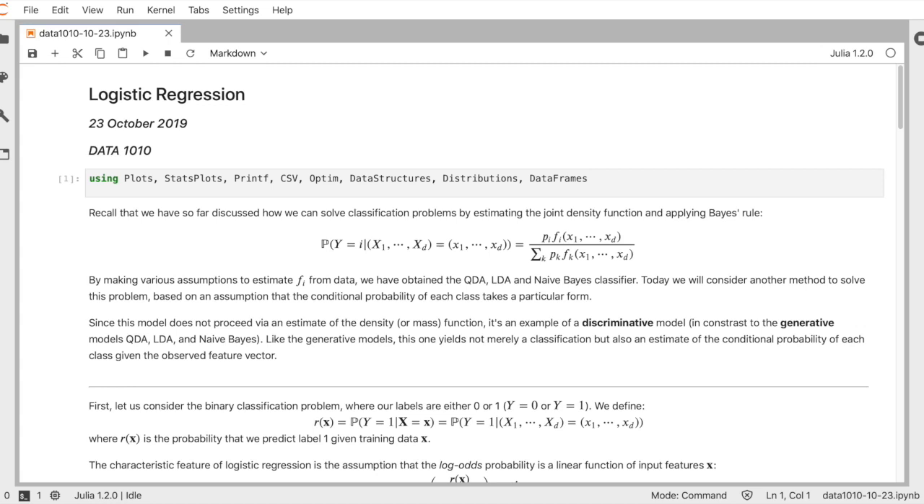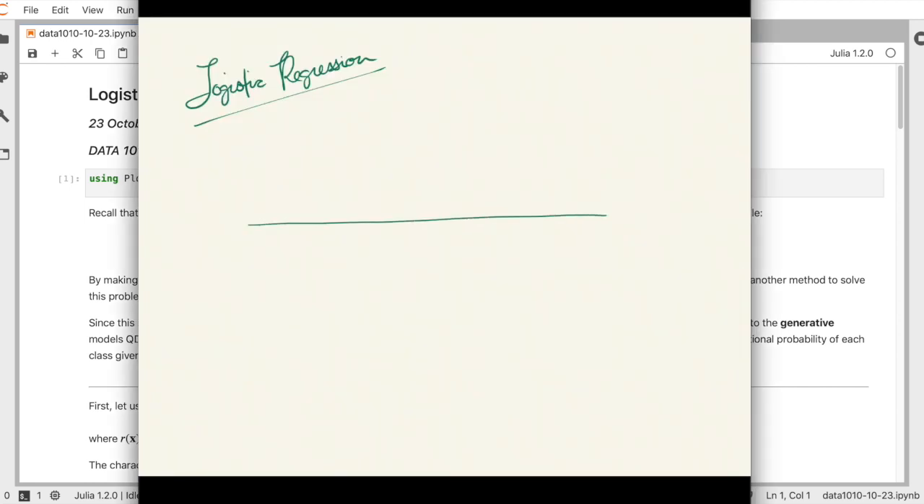Today's exercises are on logistic regression. Let's begin by introducing the idea of logistic regression. Suppose that our feature space is the real number line, and we get a collection of observations, some of which are red and others of which are blue.